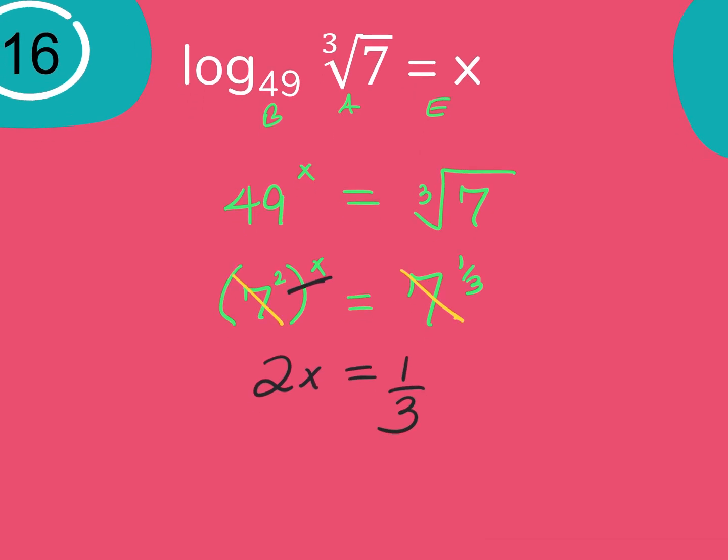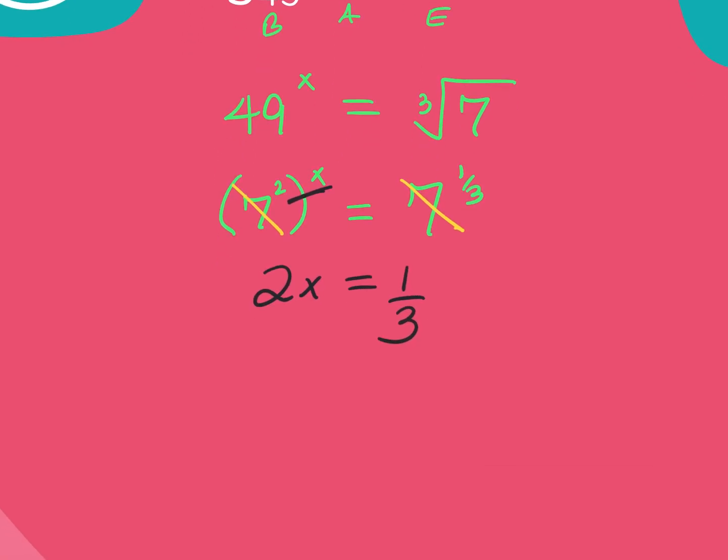And now I need to solve for x. You're dividing by 2, which when you're working with fractions, is like multiplying by the reciprocal. So really what I'm doing here is multiplying both sides by 1/2 to divide by 2. So then x equals 1/6. The next one.